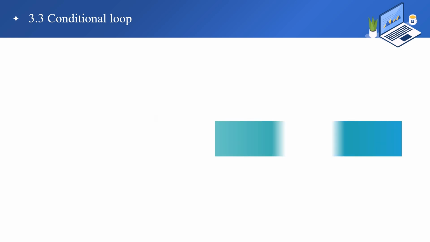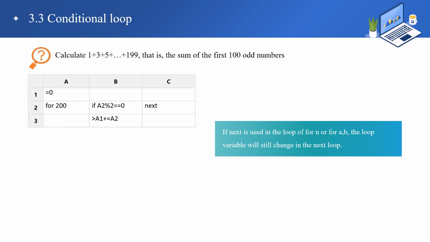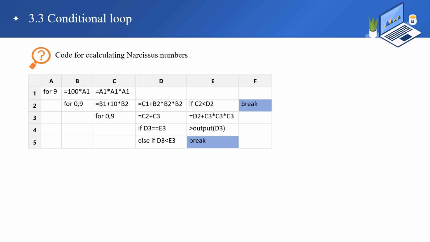It should be noted that, if next is used in the loop for n or for AB, the loop variable will still change in the next loop. For example, the previous example of finding the sum of odd numbers can also be written with next. When an even number is encountered, the condition of B2 is established, it will be executed to the next of C2 to enter the next loop, and the loop variable will still be added by 1. When the number is odd, it will be executed to B3 to execute accumulation, and the loop body will be executed 200 times.